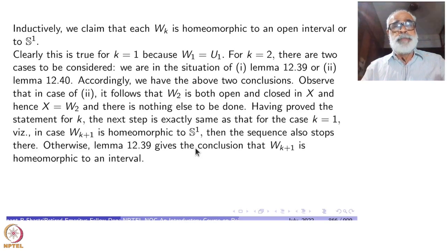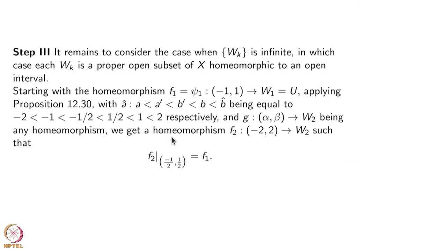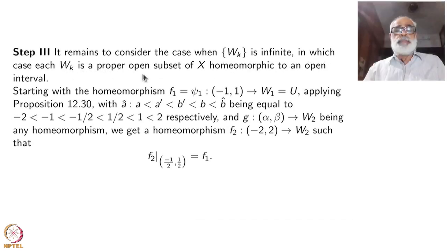You want to show that the entire thing is homeomorphic to an open interval, which is the same thing as showing that it is homeomorphic to R. All right? So that is the last part here. It remains to consider the case when W_k is infinite, in which case each W_k is a proper open subset of X homeomorphic to an open interval. Proper means what? It is not the whole space. If it were the whole space, the sequence would stop, no? So the infinite case is the one we have.